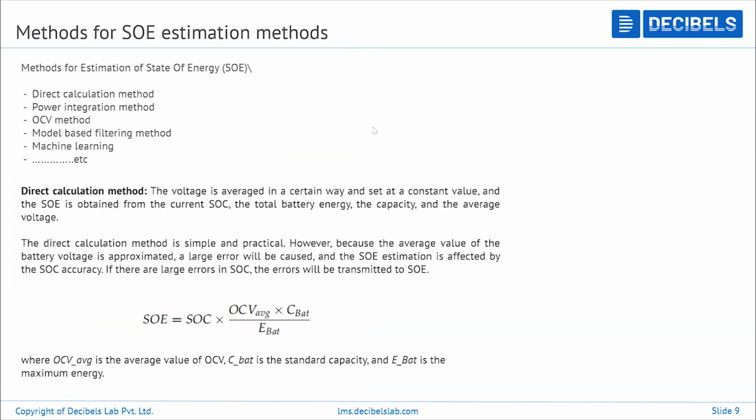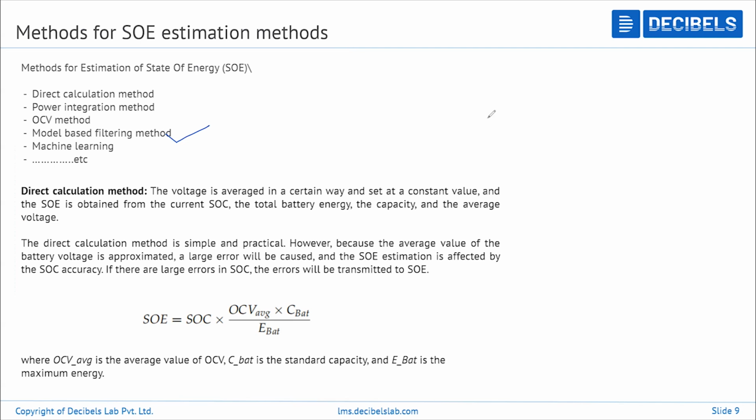So just to quickly explore methods before going into the script, what we have worked on. There are some direct calculation methods, the power integration method. You can just make a note of this definition. The equation is also pretty simple. When we talk about Kalman-filter based, we are going to use the combination of the power integration method with the Kalman-filter.